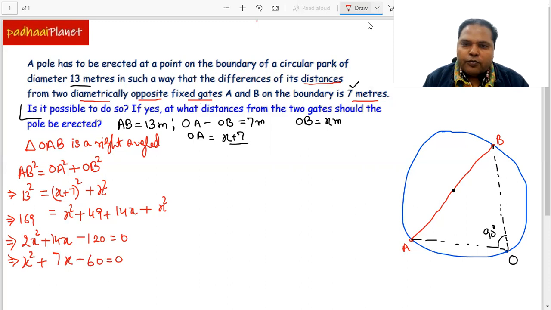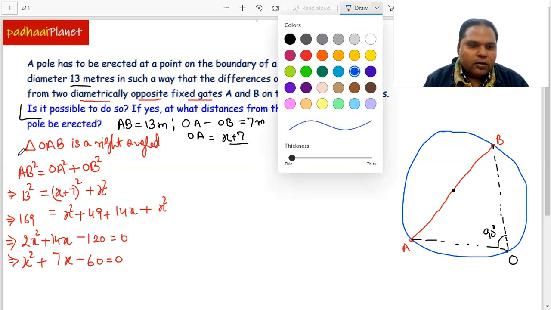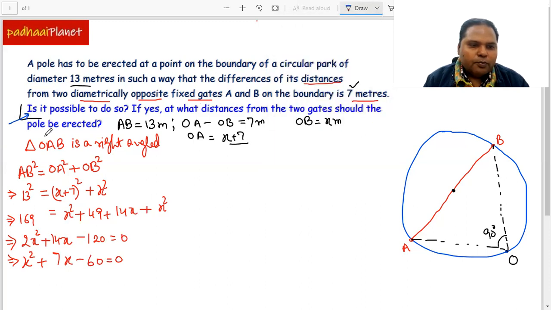And now we need to find out whether it is possible to do so, right? So that means we need to find out whether the roots of this equation are real. If the value of the discriminant is more than zero, then that means the roots are real, right?